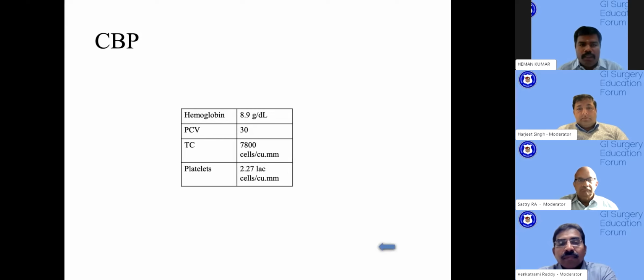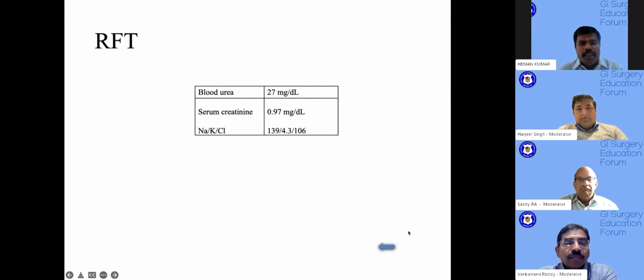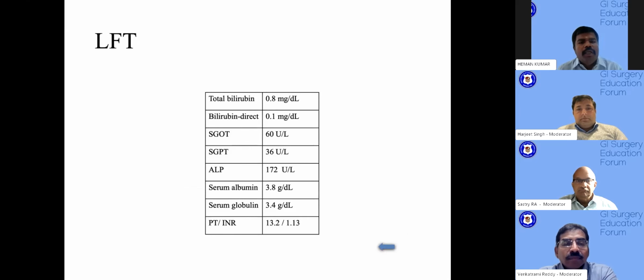Then I would like to have renal function test with serum electrolytes and liver function test with coagulation profiles. So renal function test seems to be within normal limits. Urea 27, creatinine 0.97, sodium 139, potassium 4.3, chloride 106. Then LFT: total bilirubin is 0.8 and direct is 0.1, SGOT is 60 units, SGPT is 36, and ALP is 172 units per liter, elevated, mind you. Serum albumin is 3.8, globulin is 3.4, and INR is 1.1.